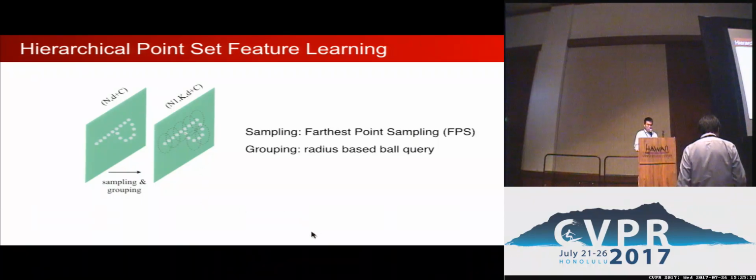So the first step is to sample points, the regions we are interested in. We do a furthest point sampling to select a subset of points. It's a little bit hard to see here, but we select a subset of points from the original point set uniformly. Then we do grouping to search the neighborhood for each sampled centroid. We use a radius-based ball query. The query is based on the d-dimensional coordinates. So we query within a radius which points belong to this local region.